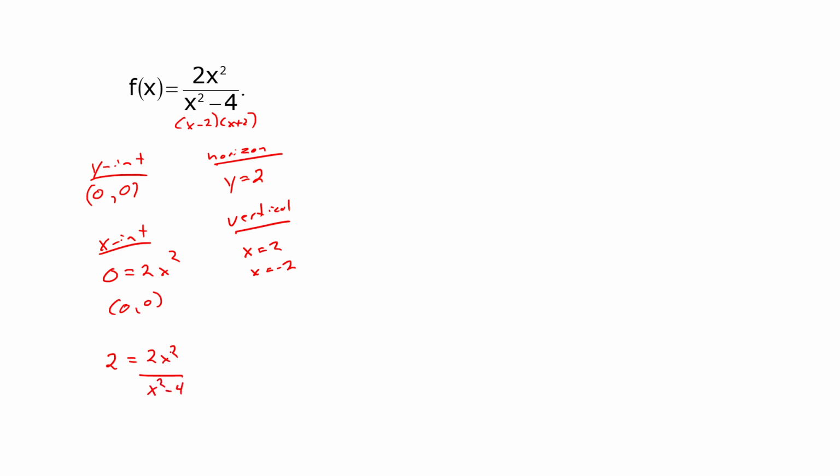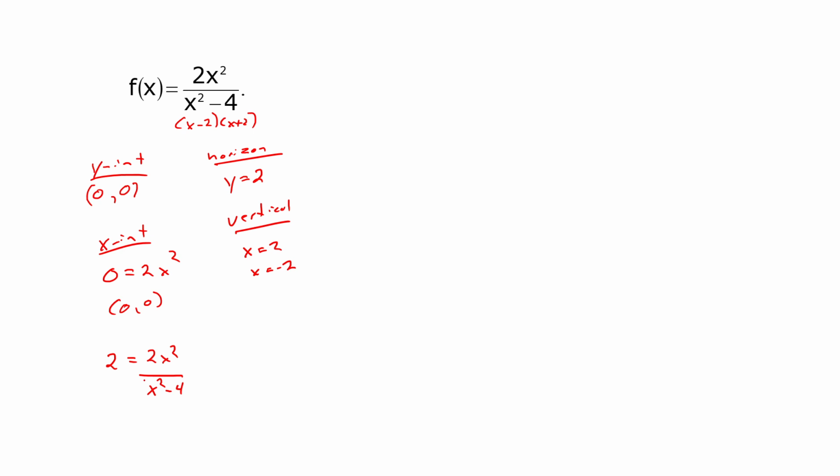Sometimes there is, and sometimes there isn't. So I'm putting 2 in because that's the horizontal asymptote, and I want to see if there's a value that makes this true. If so, our graph must cross the horizontal asymptote. Remember, you can't ever cross vertical asymptotes, but you will sometimes cross horizontal.